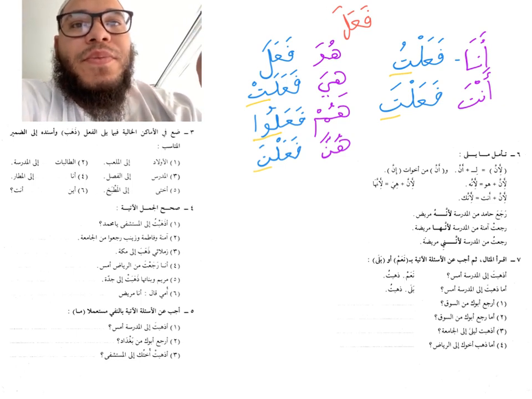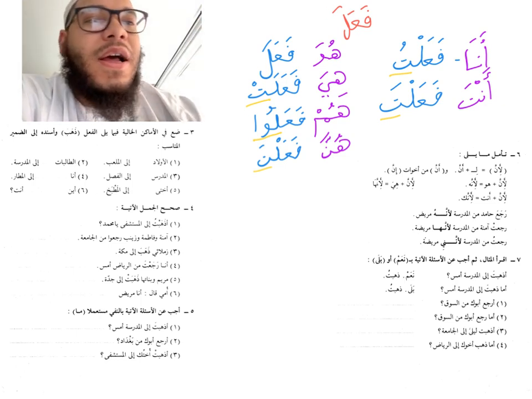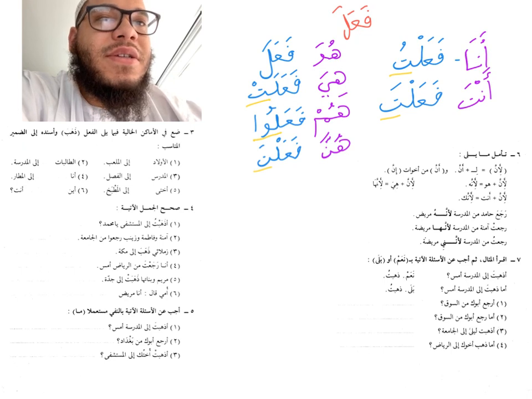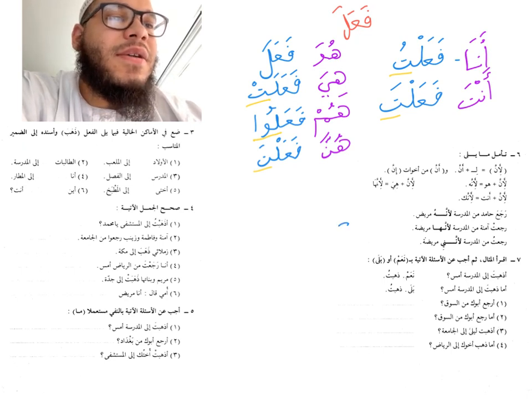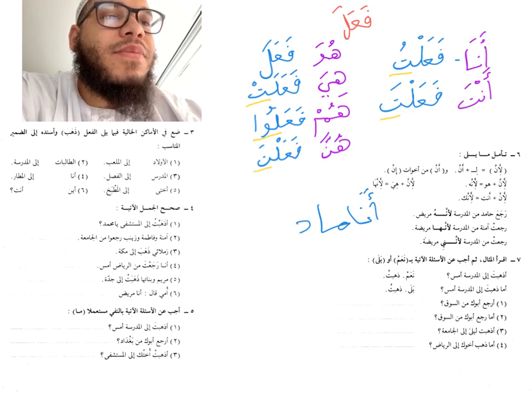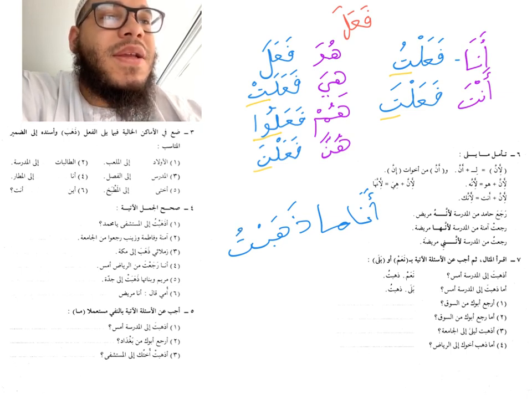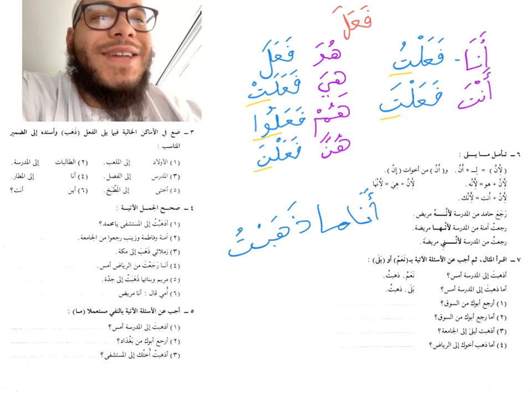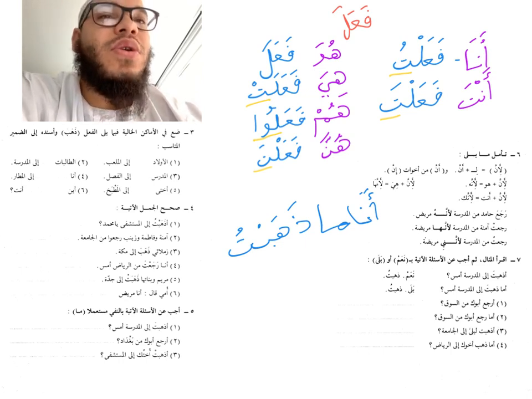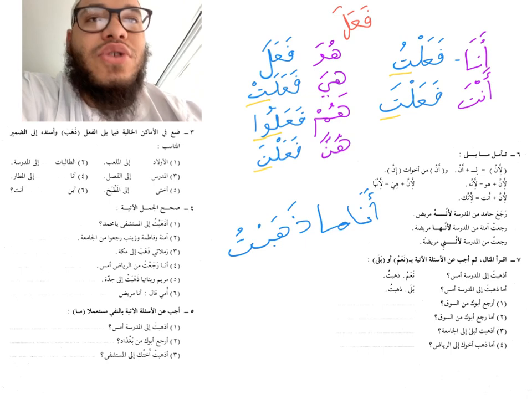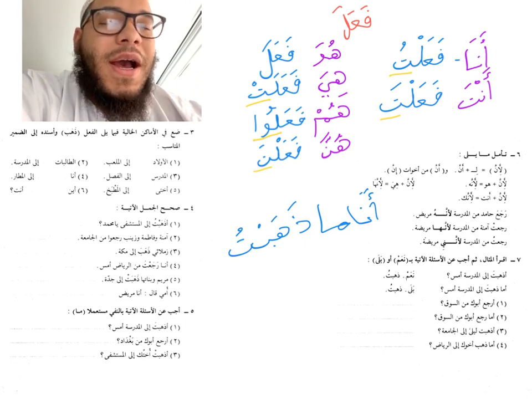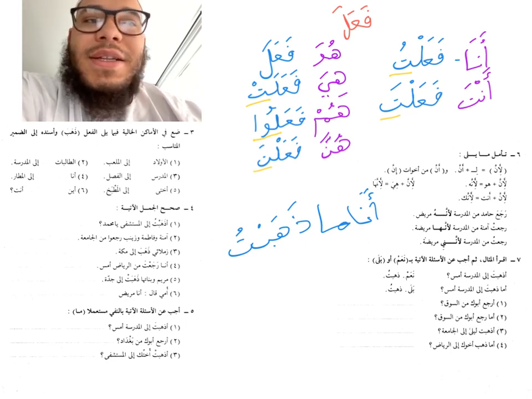For example, if someone says أذهبت إلى المدرسة, did you go to school? I said أنا ما ذهبت. ما means in this context I didn't. ما ذهبت, I didn't go. أنا ما ذهبت, I didn't go.